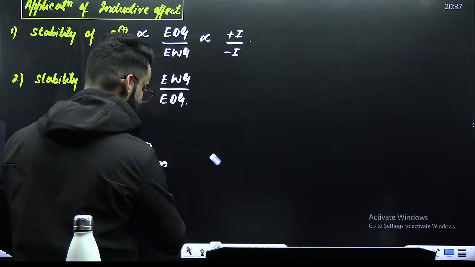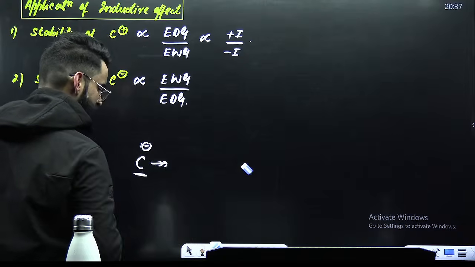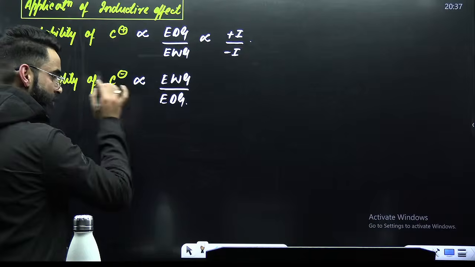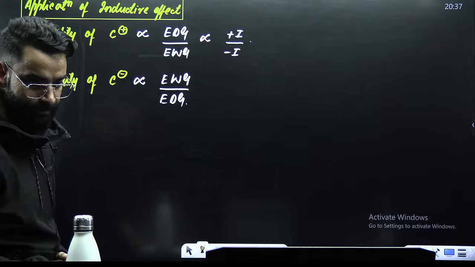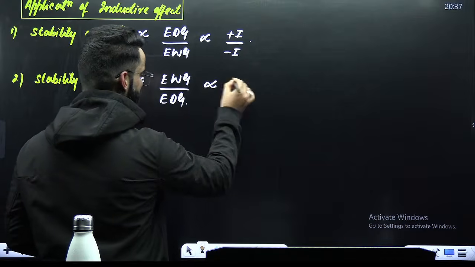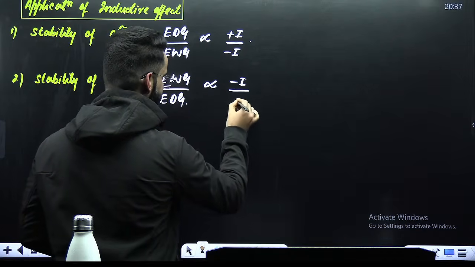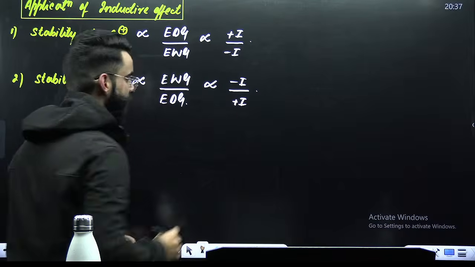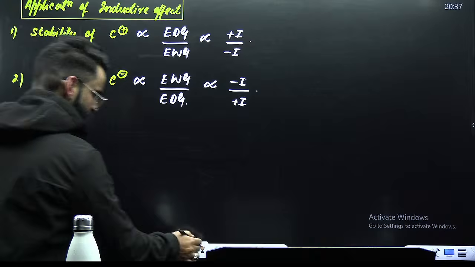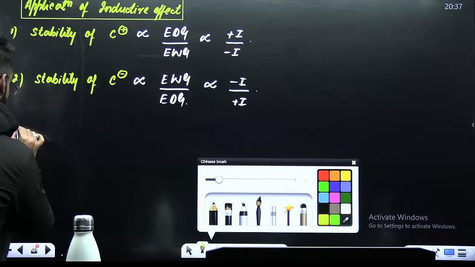So electron withdrawing group stabilizes the carbanion, and electron donating group destabilizes the carbanion. And at the same time, remember, in terms of inductive effect, electron withdrawing means minus I, electron donating means plus I. This is the second question that will be asked here. My dear students, third question will be acidic strength.